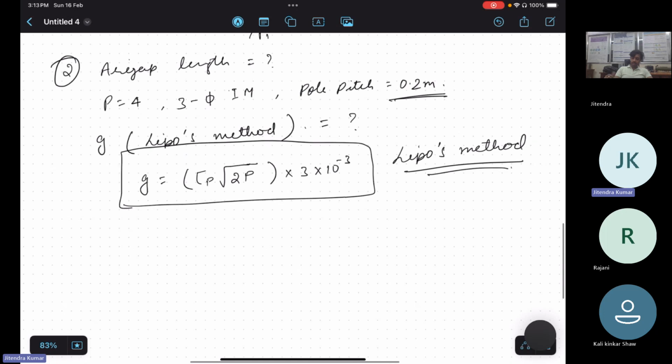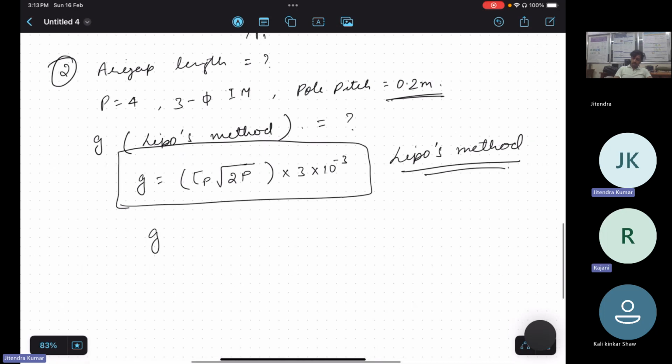So can we calculate now the air gap? Yeah, why not? Pole pitch is given 0.2 into under root 2 into number of poles 4 into 3 into 10 to the power.